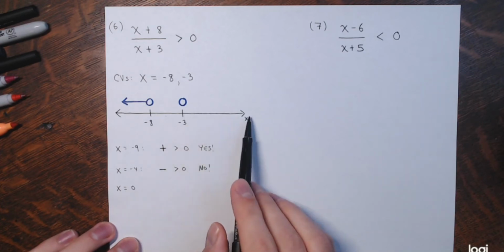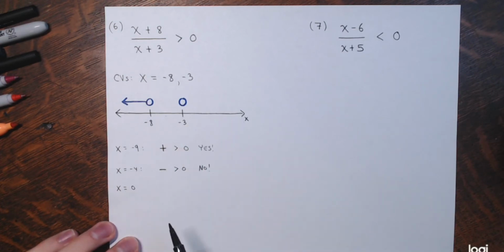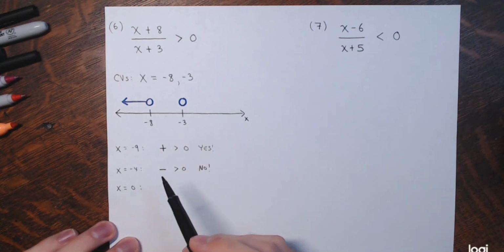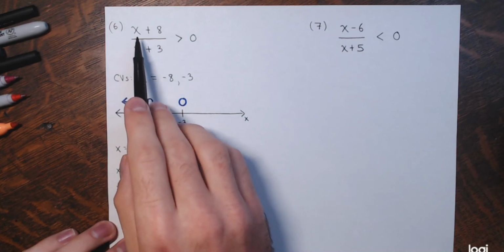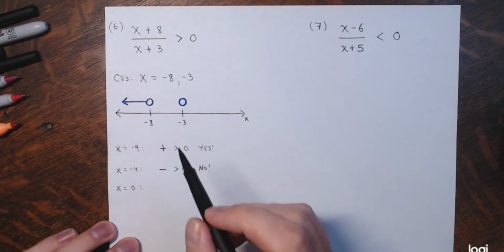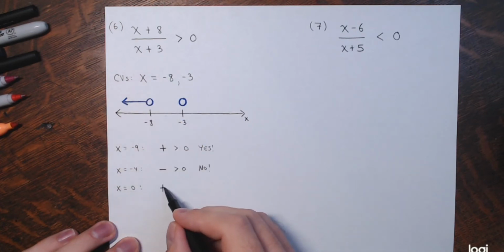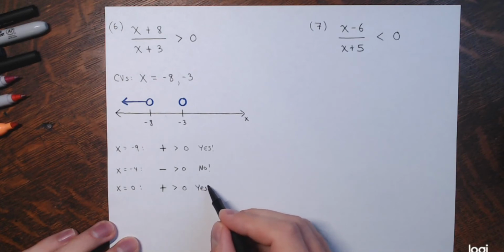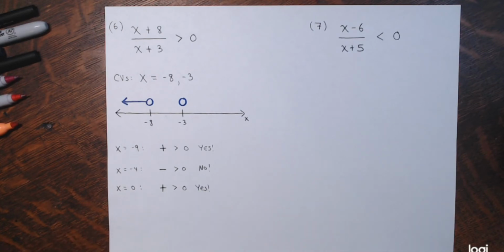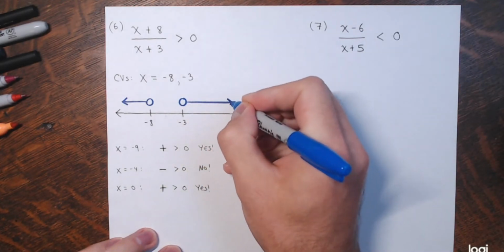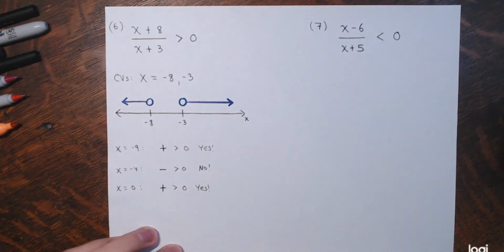And then I'll just choose 0, to the right of -3. 0 is always an easy number to plug in if you can use it. If I plug in 0 for x, the numerator is positive, the denominator is positive, so I'd have a positive number on the left for certain. And is that greater than 0? Absolutely. So this interval to the right of -3, these numbers greater than -3, are solutions. So again, I indicate that on my graph.